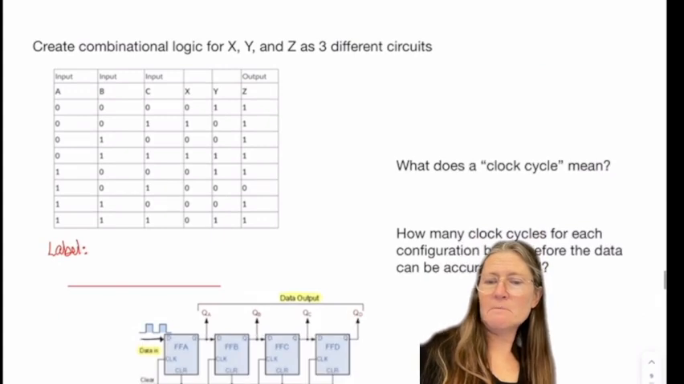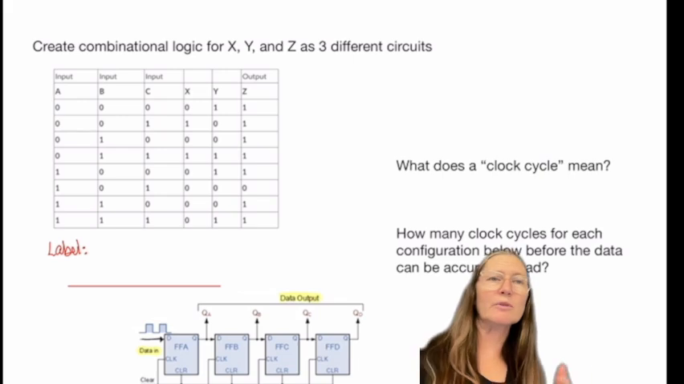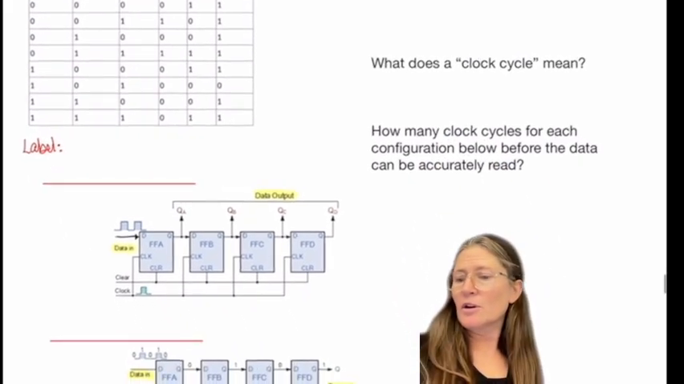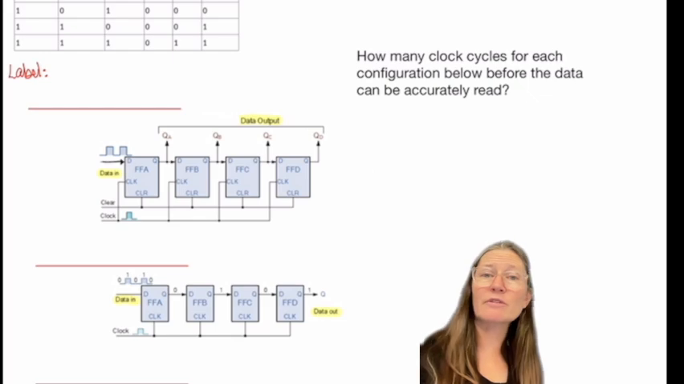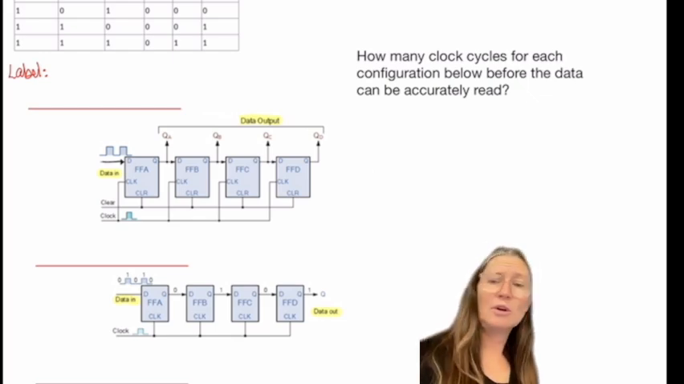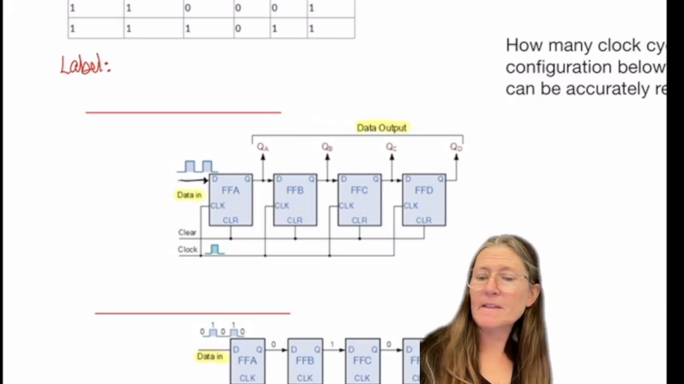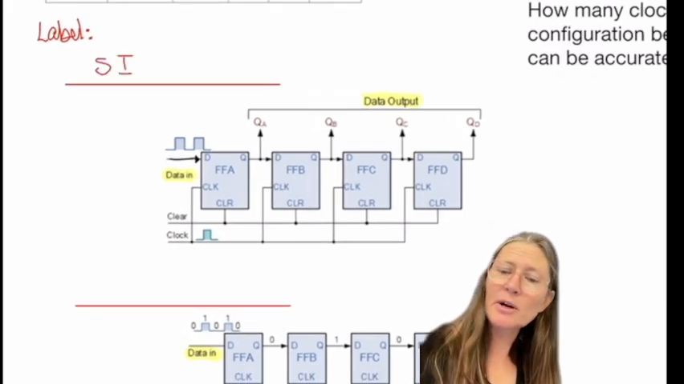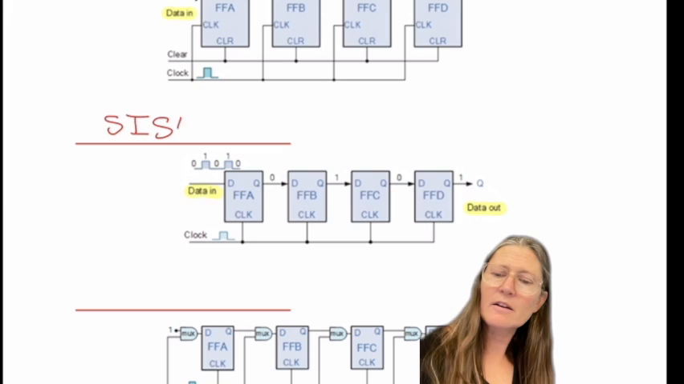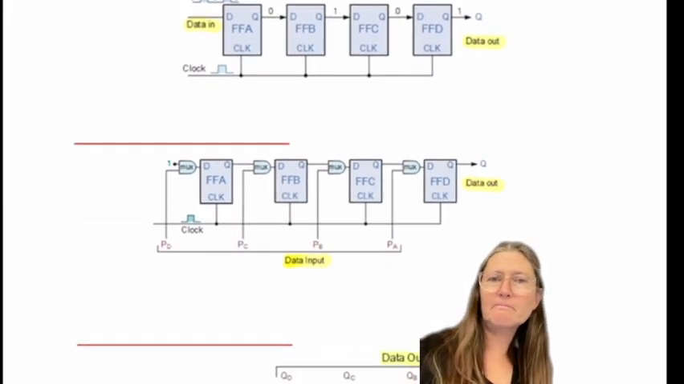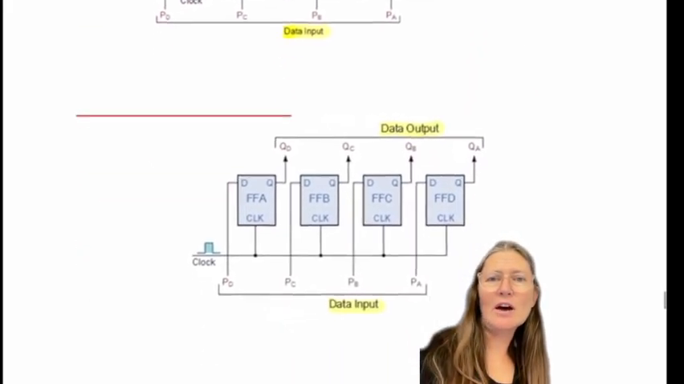All right. Kind of as I said, being able to create the combinational logic for any of those 3 outputs. Understand what a clock cycle means, kind of how many clock cycles for each configuration below, which is what we went through. What's this first one? Correct, serial in, parallel out. What's this one? Correct, serial in, serial out. This one? Parallel in, serial out, and this last one.